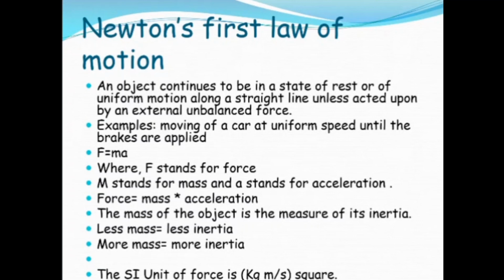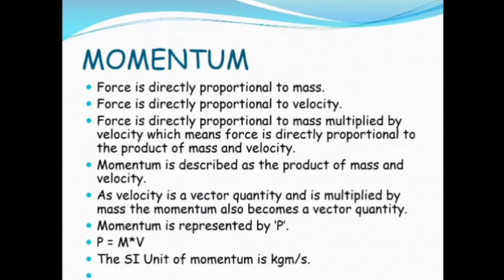The mass of an object is the measure of its inertia. Inertia of an object can be measured by its mass. So if the object has less mass, then it has less inertia, and if the object has more mass, it has more inertia. The SI unit of force is kg meter per second square.